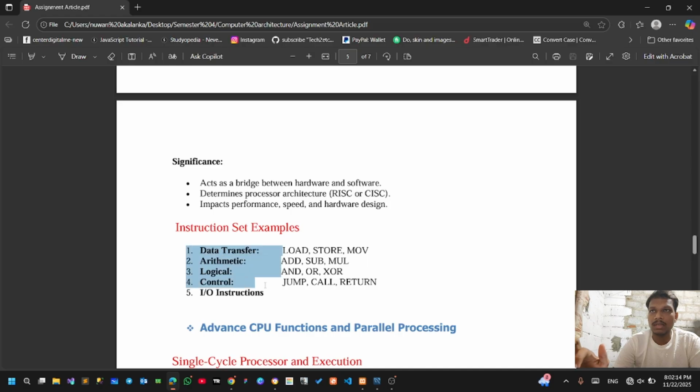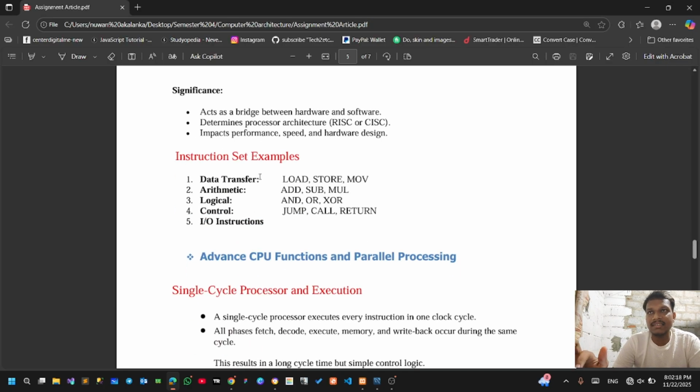Here we have examples for instruction sets. Data transfer, for example load, store, MOV; arithmetic, add, sub, mul; logical, AND, OR, XOR; control, jump, call, return; and IO instructions.